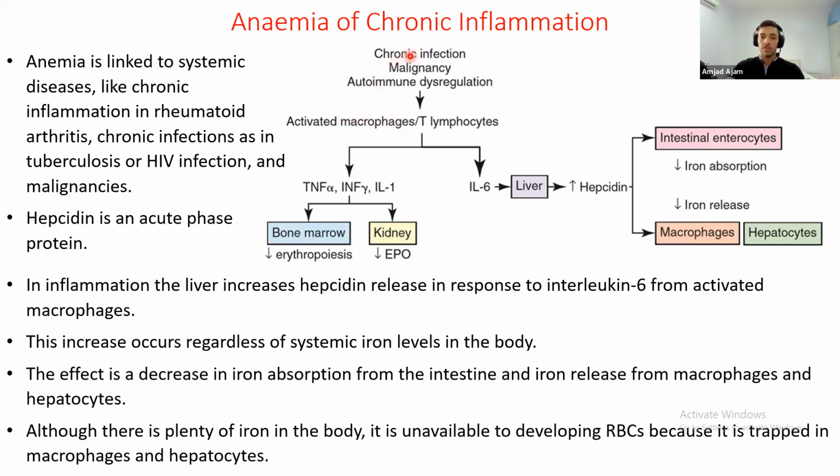In summary, you have a chronic infection, a malignancy, or autoimmune disease, mainly chronic infection. This will activate the macrophages and the leukocytes to produce inflammatory mediators, interleukin-6, which stimulates the liver to produce hepcidin, and then you know what will happen. Those leukocytes also produce TNF-alpha, interferon gamma, and interleukin-1, which will also decrease erythropoiesis and decrease erythropoietin, the hormone required for erythropoiesis, therefore causing anemia. Does everyone get this slide? Understand it?